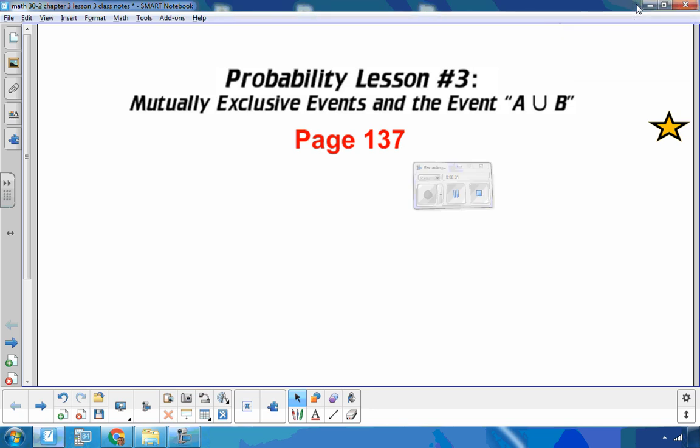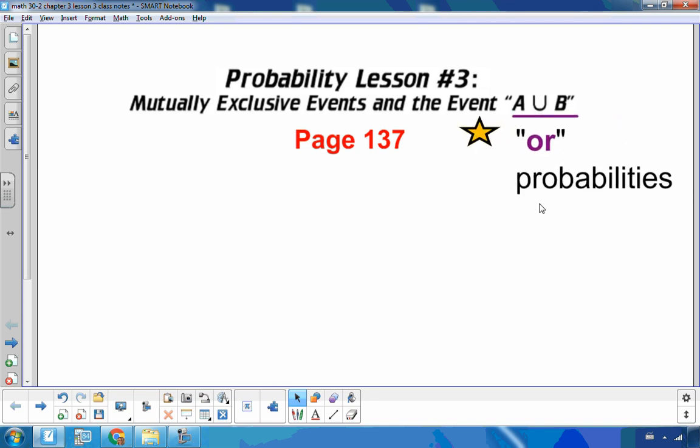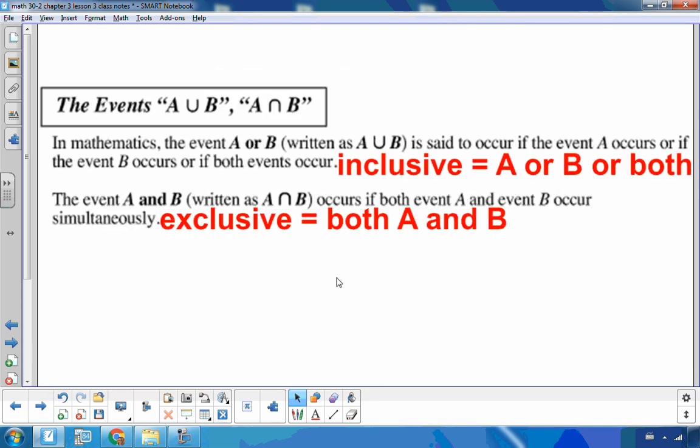Hello, Matthews Gatos here. We're going to do probability lesson number 3, which is mutually exclusive events, or the events A union B, which you remember from previous units is OR. So we're really looking at OR probabilities. So the events A or B, those are inclusive because it can be A or B or both. OR in math is inclusive. A intersect B, that is exclusive. That is the and or the overlap. So we're going to investigate what happens when we have inclusive use of or and the exclusive use of and.